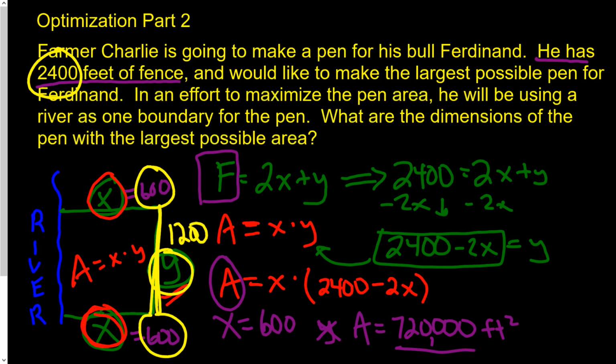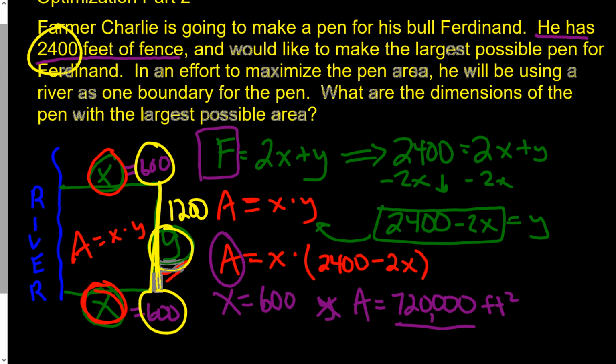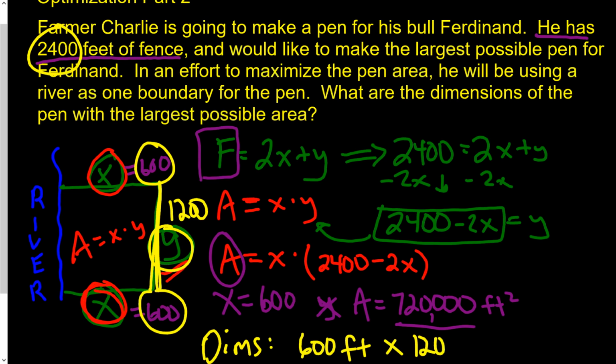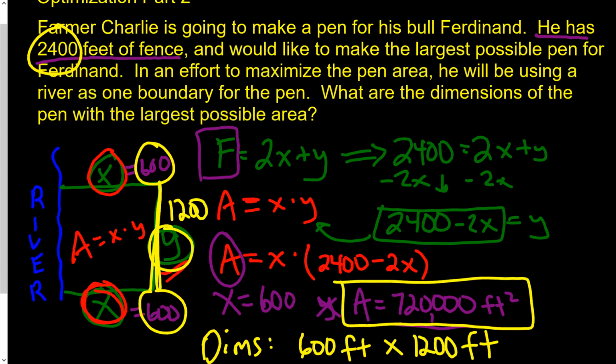So the dimensions, the question asks you for the dimensions of the pen. Dimensions are, let's say, 600 feet by 1200 feet. And the maximum possible area would be 720,000 square feet.